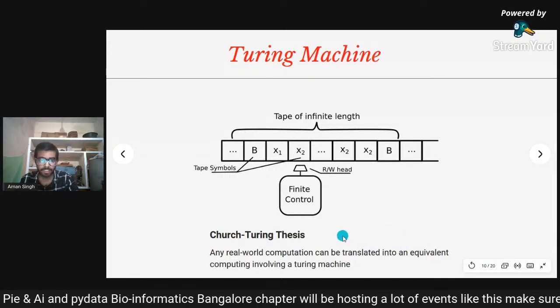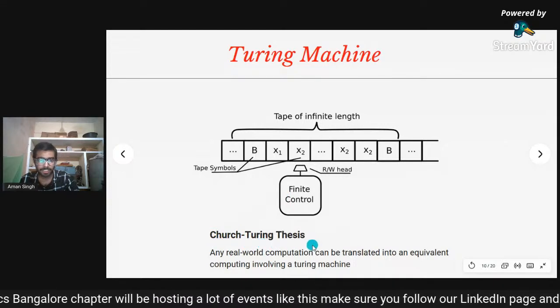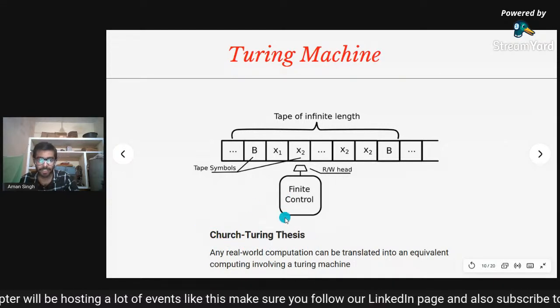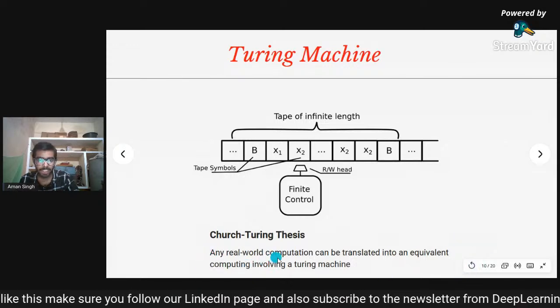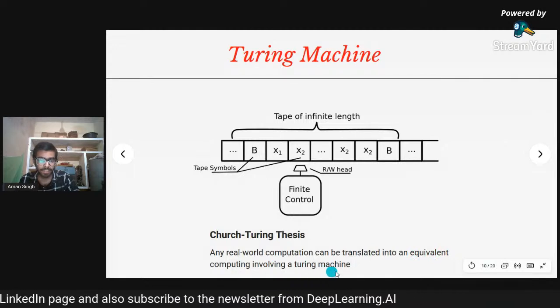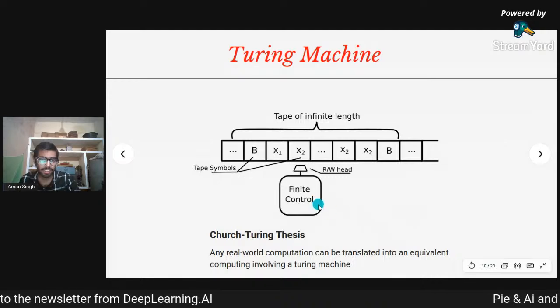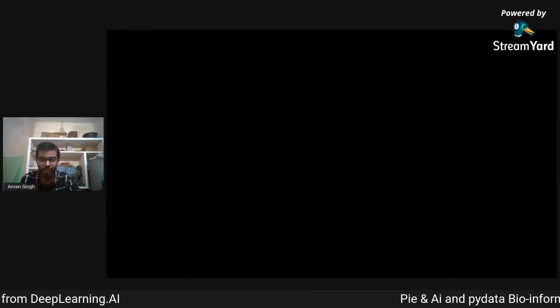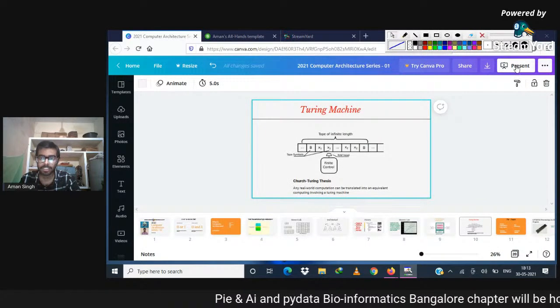With these two operations, we can generate an algorithm which can solve every problem. It was a thesis, and after that Church also contributed to it, and then it became the Church-Turing thesis: any real world computation can be translated into an equivalent computation involving a Turing machine. Therefore, if I have to explain it in 1 minute, let me try.